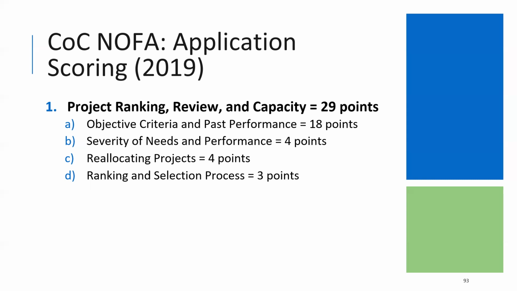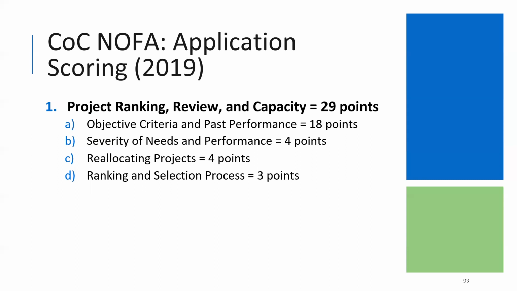Reallocation can be voluntary or involuntary. So voluntary meaning a project decides they don't want to, or an organization decides they don't want to operate the project anymore. They can basically give the money back to the CoC, and the CoC can use it to fund something new. Sometimes grantees will also decide they want to decrease their total budget. Maybe they have some challenges with spending their whole budget. Reallocation can also be involuntary.